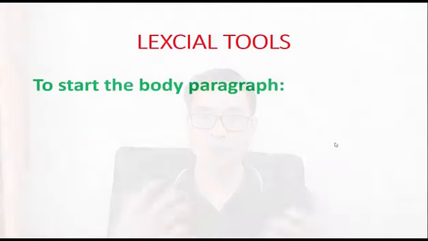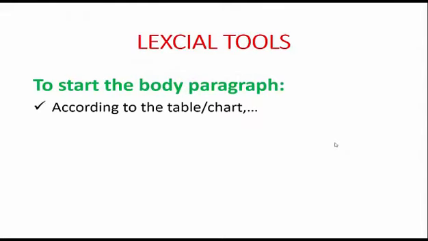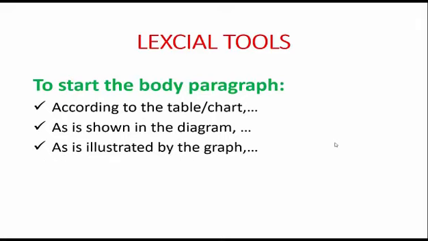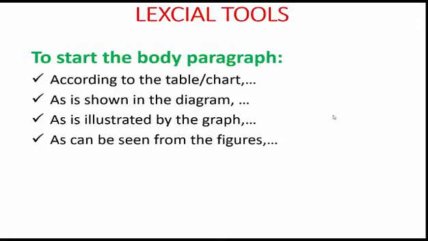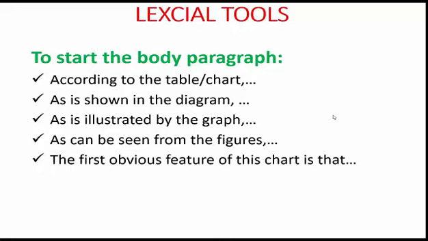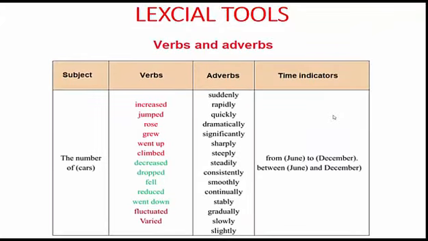Alright, now you understand how to write a body paragraph, but I would like to go a bit further with lexical tools. Let's see. To start the body paragraph, you use: according to the table chart, as is shown in the diagram, as is illustrated by the graph, as can be seen from the figures, the first obvious feature of this chart is. And there are a number of verbs and adverbs you can use to report data. For instance, the number of cars increased significantly from June to December.